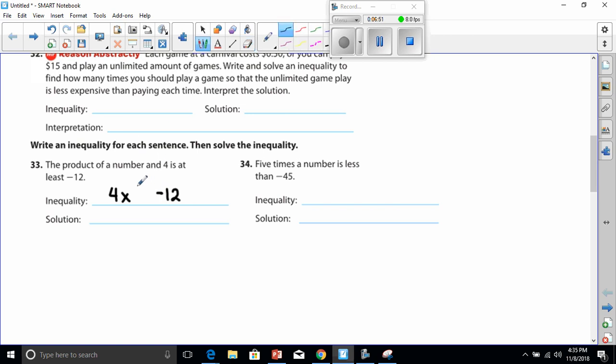So let's try the other way. It's definitely not going to be greater than, because it says at least that. That means it includes this. So it would have to be greater than or equal to. Whatever this is going to be, it will be at least this or more. All right? So what is going to be my solution? Well, I have to divide 4 from both sides. And my solution is going to be x. There's no negative sign there, so it's greater than or equal to negative 3, because negative 12 divided by 4 is negative 3.